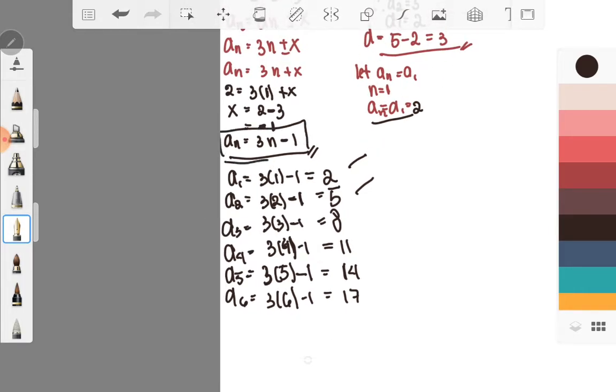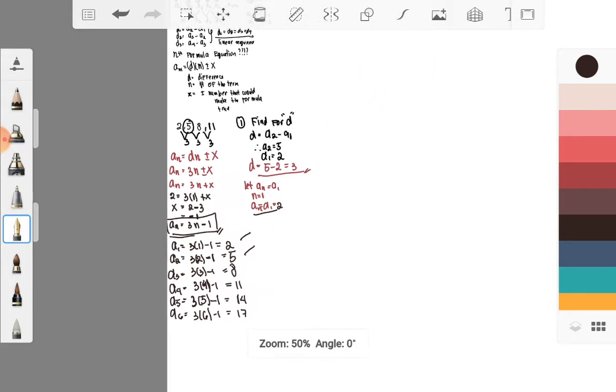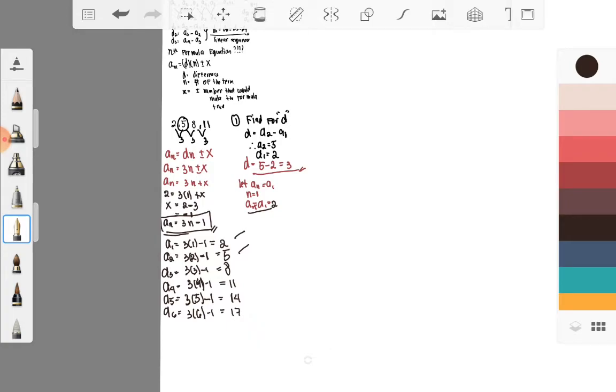The formula will help you if you will have a question that needs AN where N is equal to 100. So, another example.